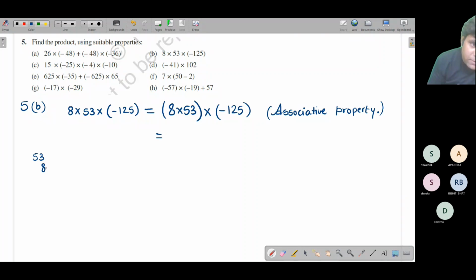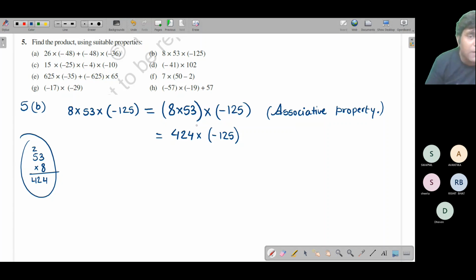And what is the multiplication of 8 and 53? 53 is multiplied with this 8. 8 threes are 24, carry on, sir, 424. 424 is further multiplied with this minus of 125.